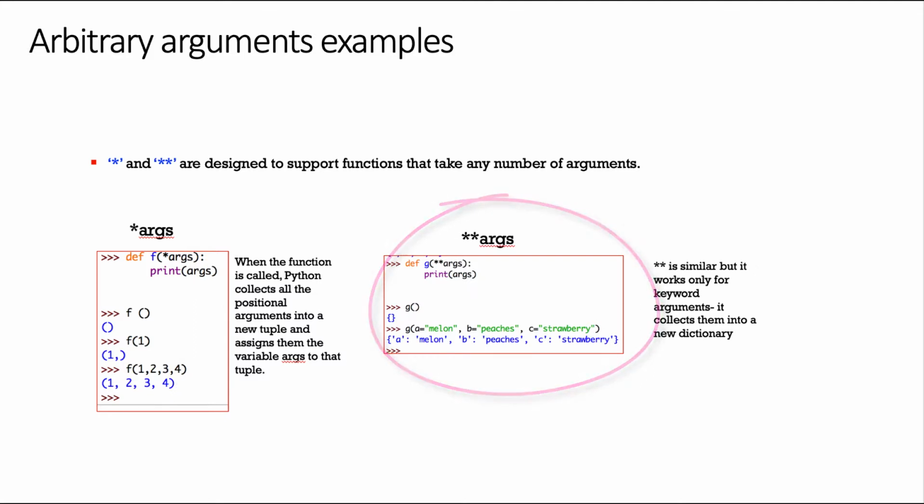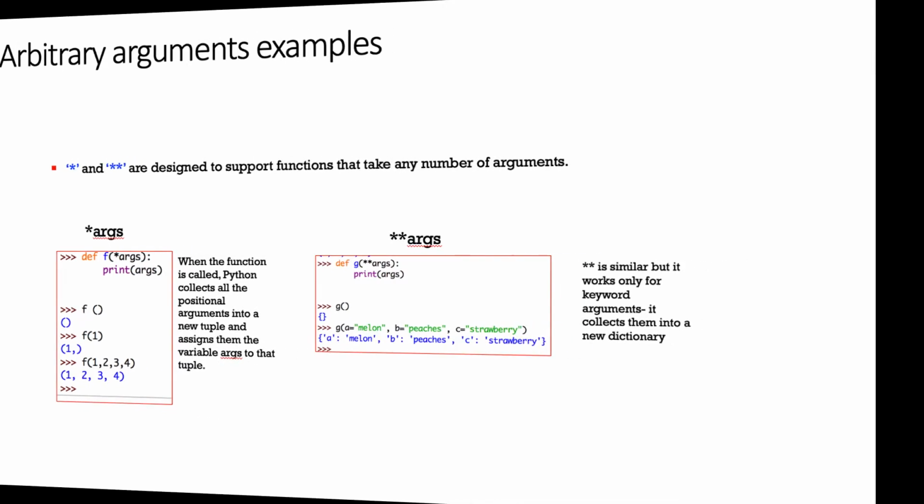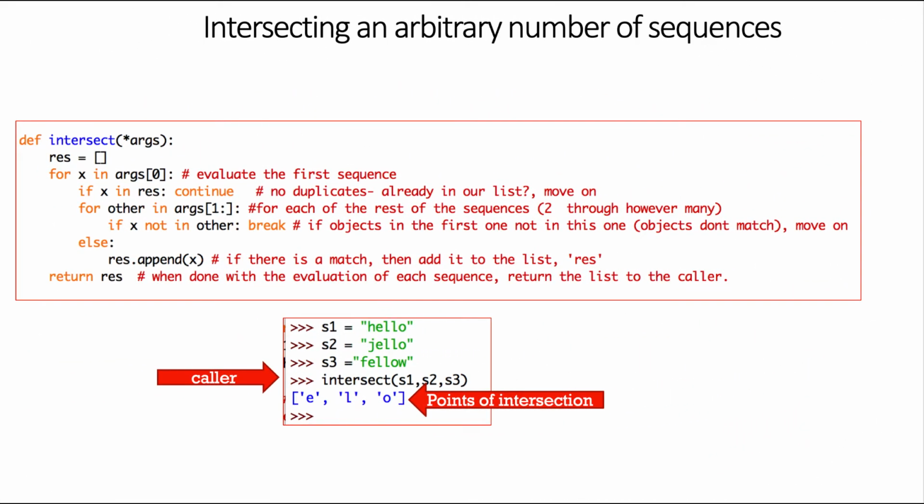It collects them into a new dictionary. So same thing here. We have g as our function, and we pass in double asterisk args. So now we know we're using keywords. So if we call just g with nothing, it's permissible, but it returns us an empty dictionary. Now, if we pass in key value pairs to g, it returns in kind, because all this does is print it out. So args and kwargs, keyword arguments. Okay, here's a slightly more advanced example, and this is using star args, so as many variables as we'd like.